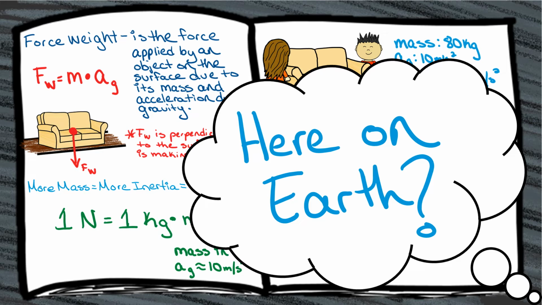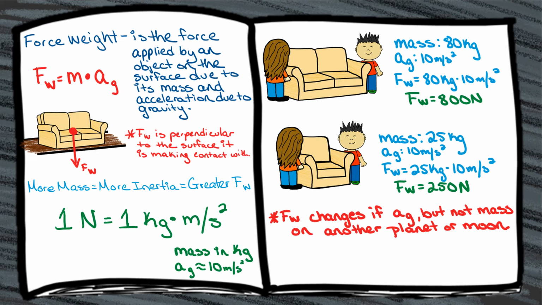You need to keep in mind that each planet or moon is going to experience a different acceleration due to gravity, based on its size, which is a different formula and concept that we're going to discuss in later lectures. But for now, you just need to understand that acceleration due to gravity is different on other planets and moons. Thus, force weight would be different as well.